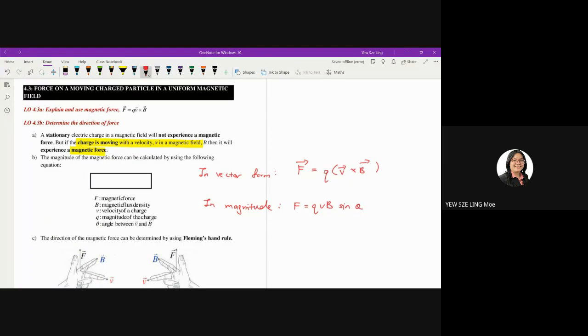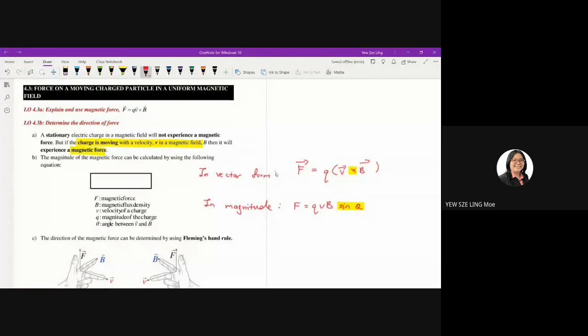Because you have a cross product here, the cross product gives you sine theta. So that is the equation in vector form and also in magnitude. You need to know both. So now let's see, how are we going to determine the directions of the force then?